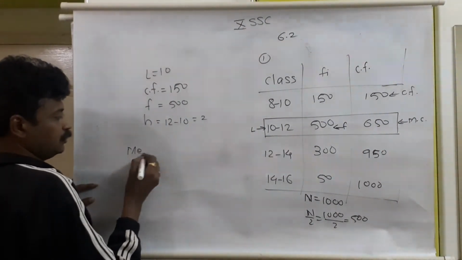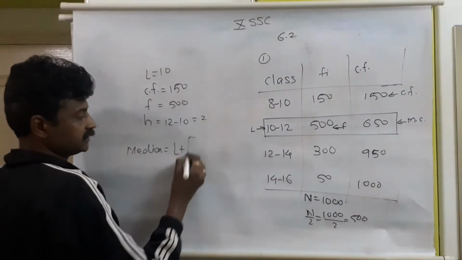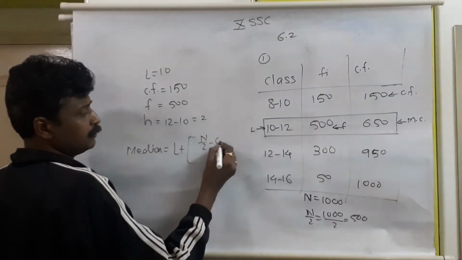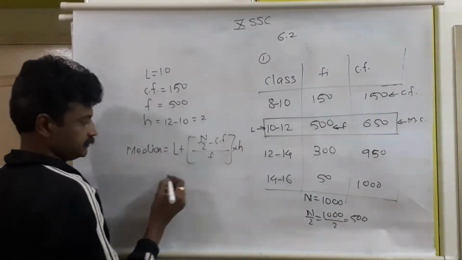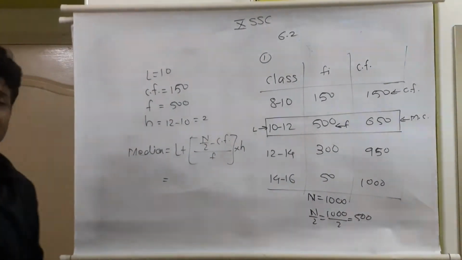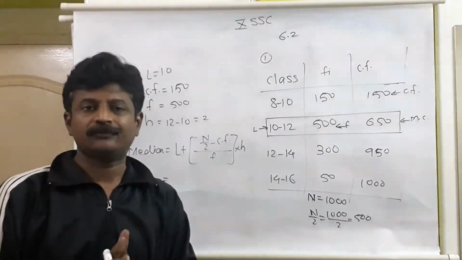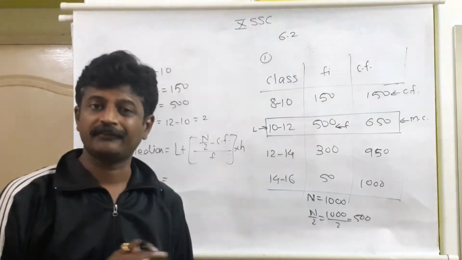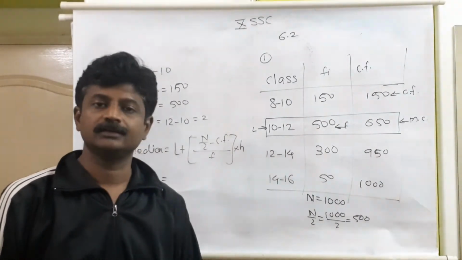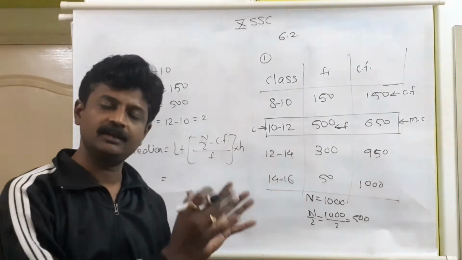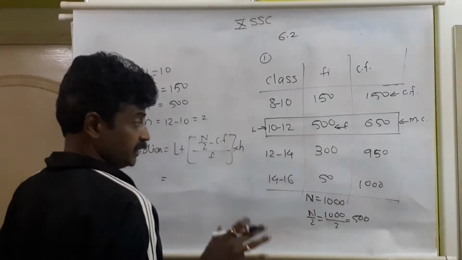So median is equal to, the formula of median, L plus (n by 2 minus cumulative frequency) upon F into H. This is the formula we use to find the median, and only one formula, not like mean, where we have three different methods: direct, assumed mean, step deviation. For median there is only one formula, and based on that we will be solving in your syllabus.